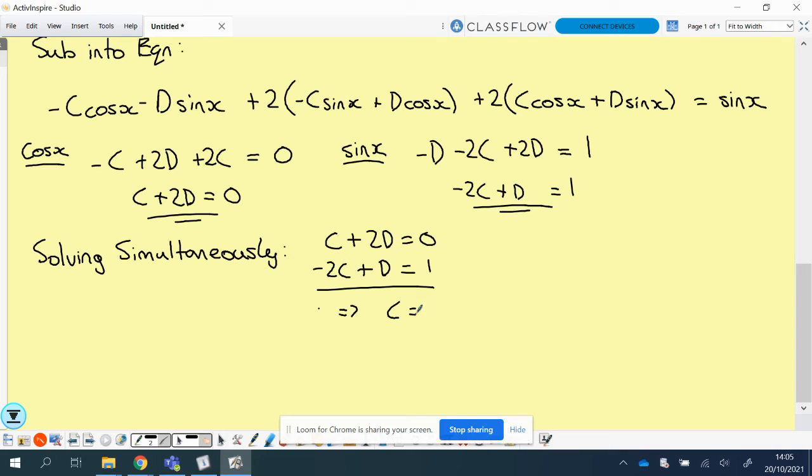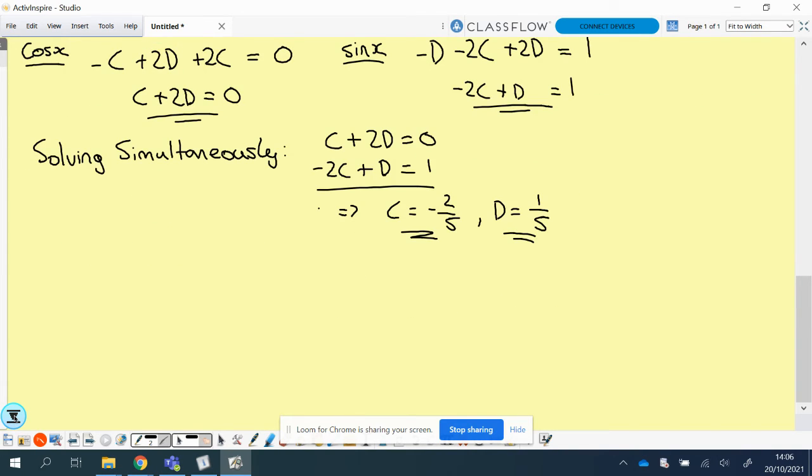This will lead you to solving for c and d, which will give you an answer of c equals negative 2 over 5, and d is 1/5. Okay, so that's the 2 solutions that would solve those 2 equations. Back to my general solution now, because I've got the bits I need. So my particular integral is y equals -2/5 cos x plus 1/5 sin x.